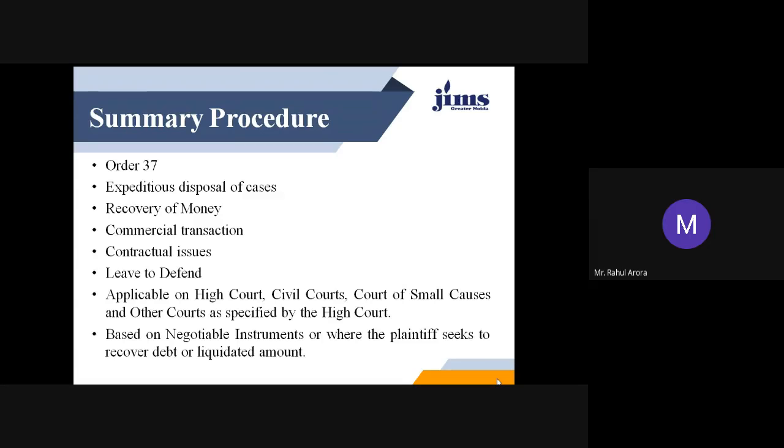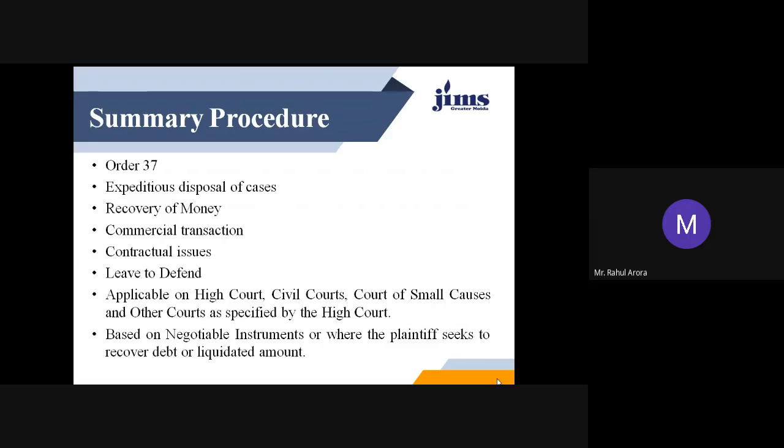And it is also based upon a negotiable instrument, or where the plaintiff seeks to recover a liquidated amount. So, my dear students, you may file as a law student or as a lawyer. One must keep in mind that a liquidated sum of money must be involved in filing a civil suit, meaning thereby an unliquidated sum of money has not been included within the meaning of Order 37 Rule 1 CPC.